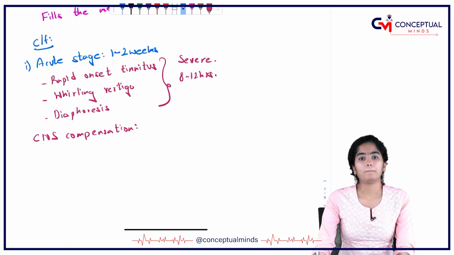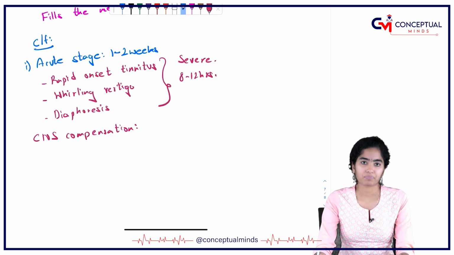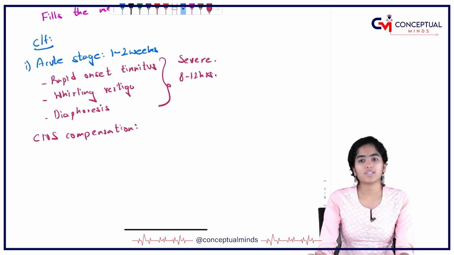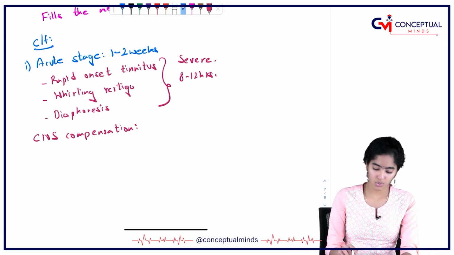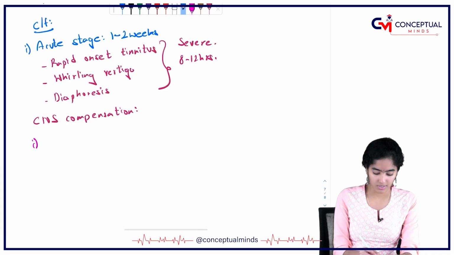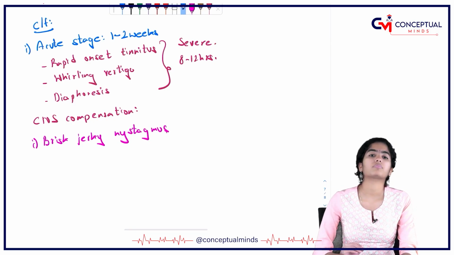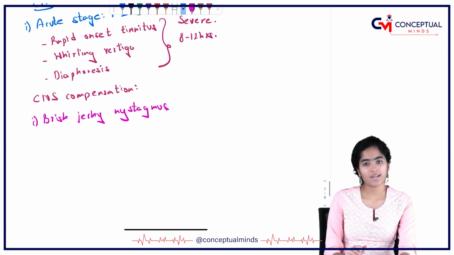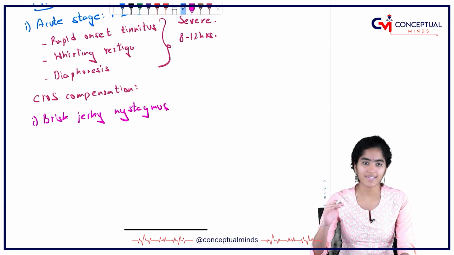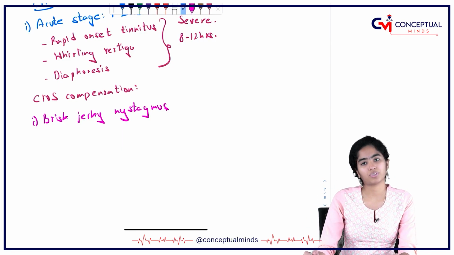First is there is brisk jerky nystagmus. Horizontal nystagmus has the quick component on the affected side for first day, but this is irritative, so this can change towards the opposite side also, which is paralytic. So the first thing that we observe is brisk and jerky nystagmus. Then the vestibular symptoms peak during the first few days and then they gradually subside after the first week.